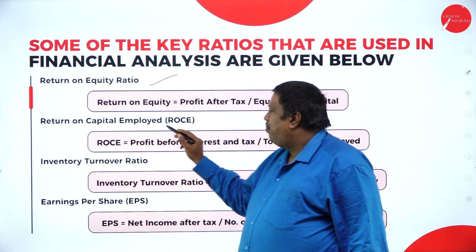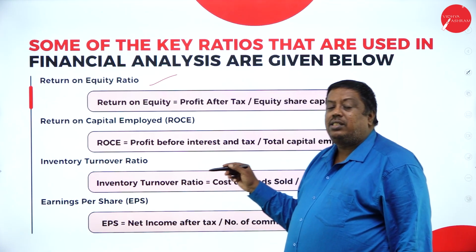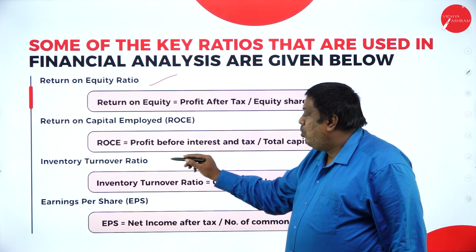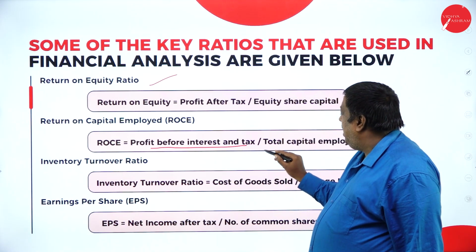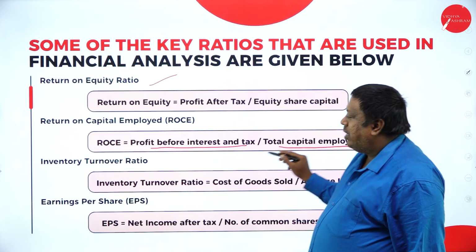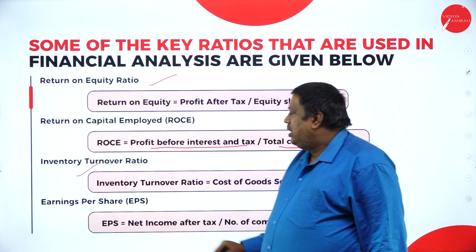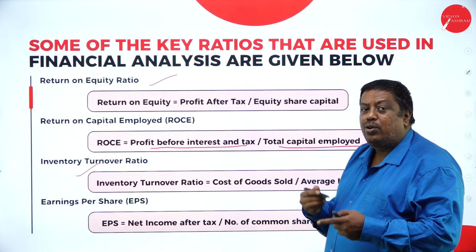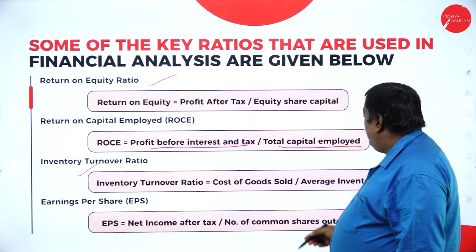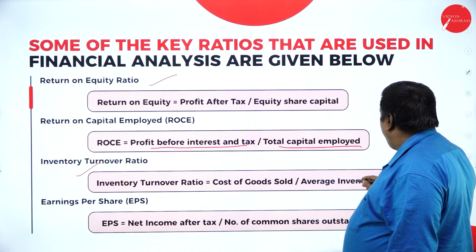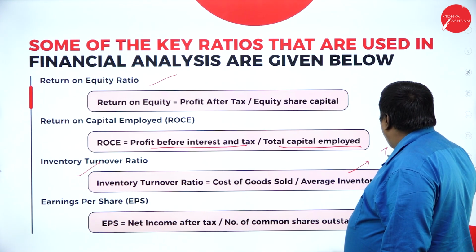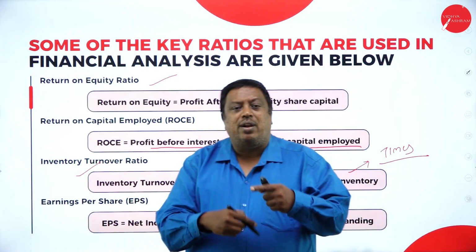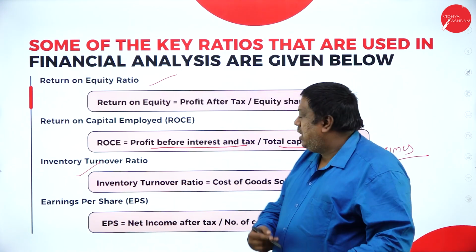Return on capital employed tells us the amount we have invested in the organization and the returns we are getting. To know that, profit before interest and tax is divided by total capital employed. Next, the inventory turnover ratio gives us the control the company has over turnover of stock. It is cost of goods sold divided by average inventory, and the answer is expressed in times: how many times the stock rolls over, how many times the movement of goods happens.